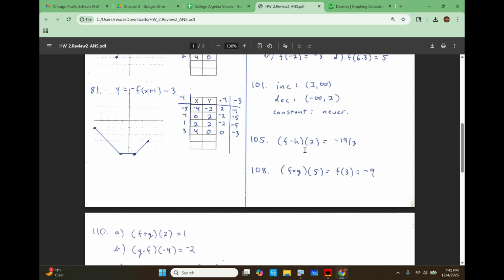Okay, so (f∘g)(5), f of g of 5. So 5 goes into the g function, and I get 5 minus 2 is 3. Absolute value of 3 is 3. And then what's f of 3? Well, that's negative 3 times that 3, which is negative 9. Okay, 110.